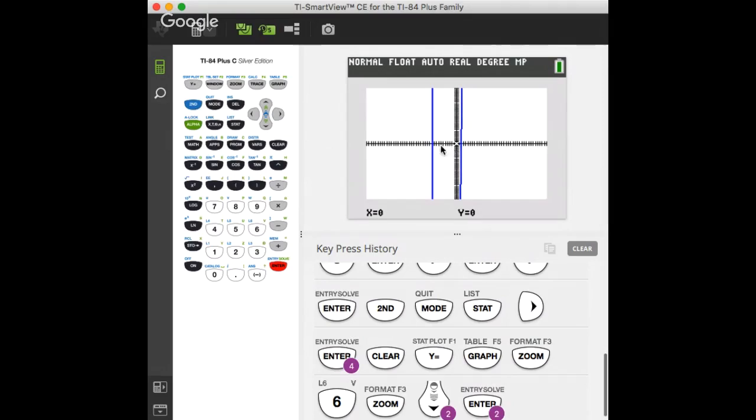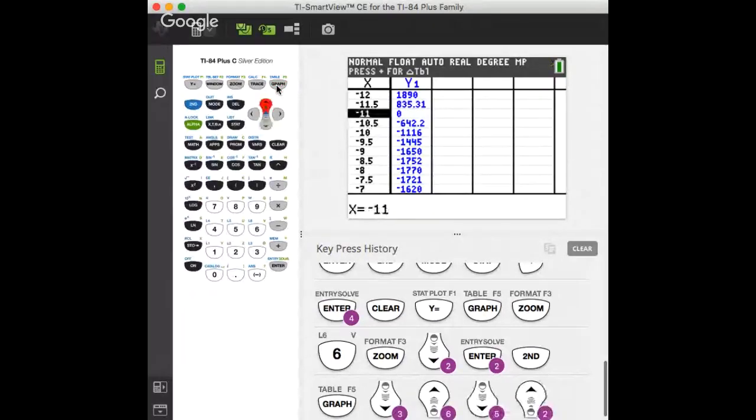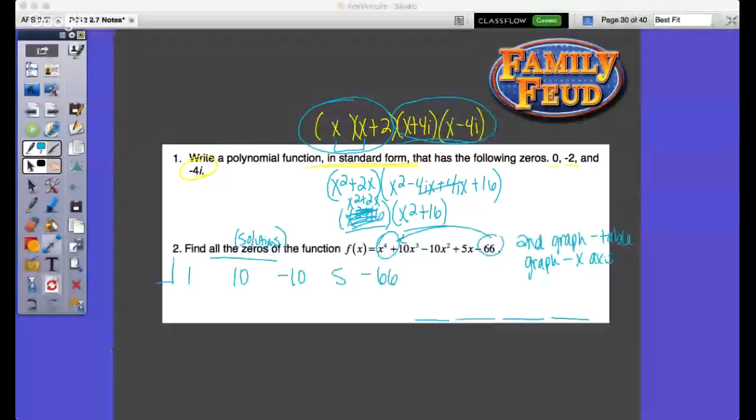I could actually count these over and see where it is, or I could go to second trace. Another way I could do this is go to second graph and go to that table. Maybe you have to scroll up and down to try to find it. But we know that negative 11 is one because it has a y that's 0 as well. Okay. So the two real solutions that I have, and that's really all I need to find, because once I get something to where it's x squared, it makes it a lot easier to solve for. So we would say one is negative 2 and one is negative 11.